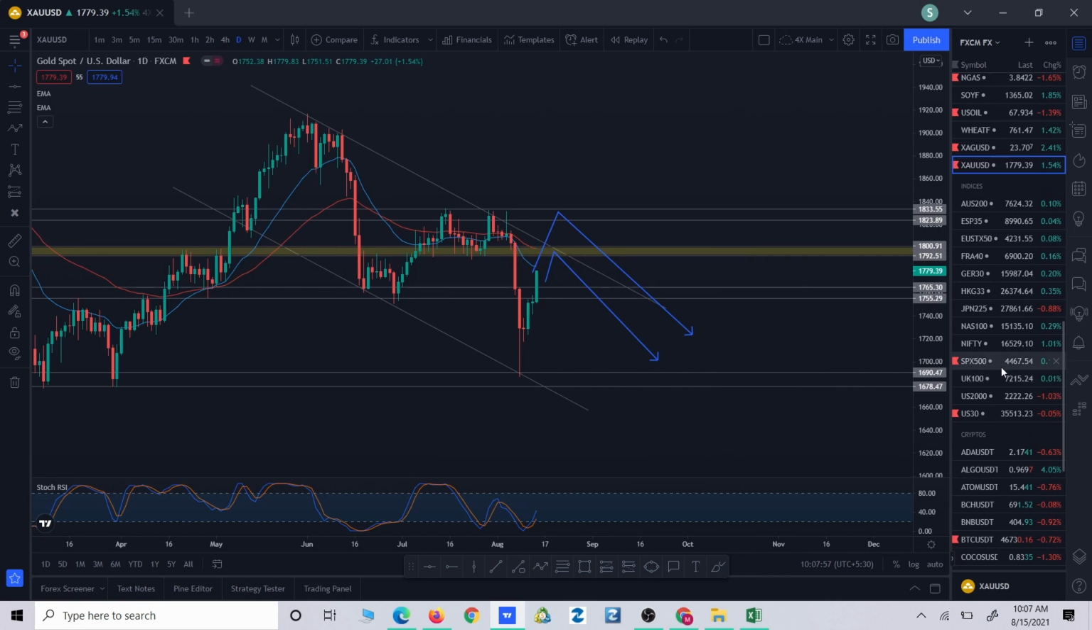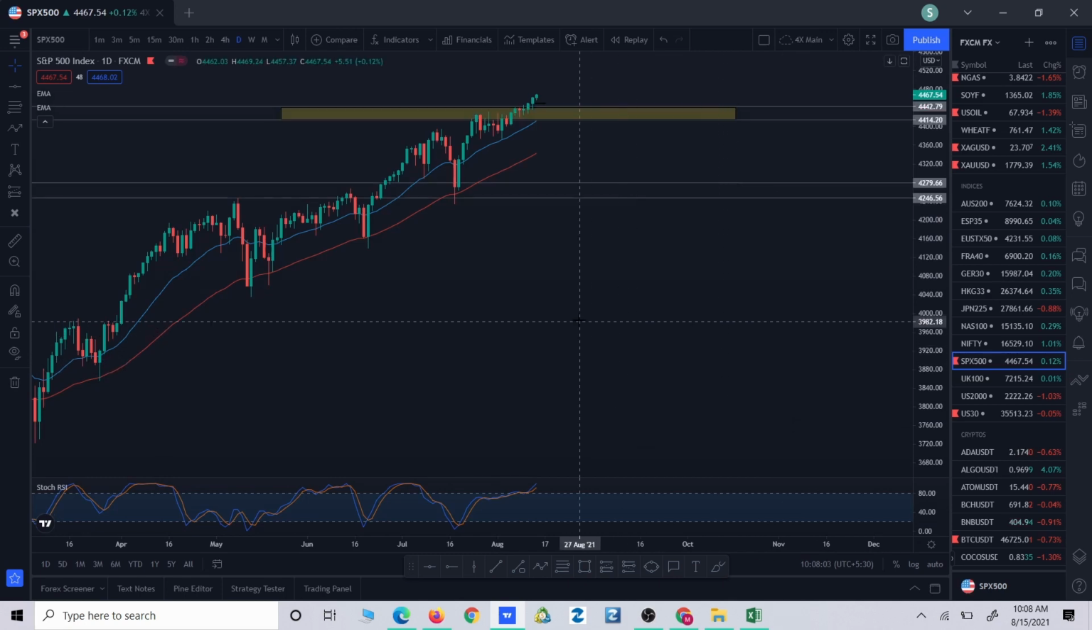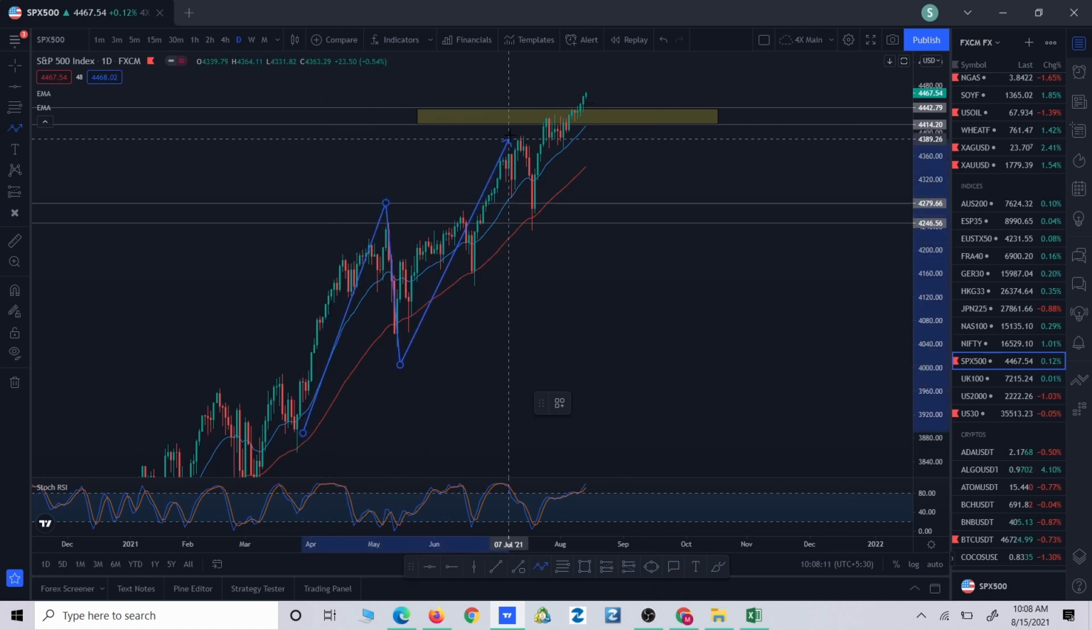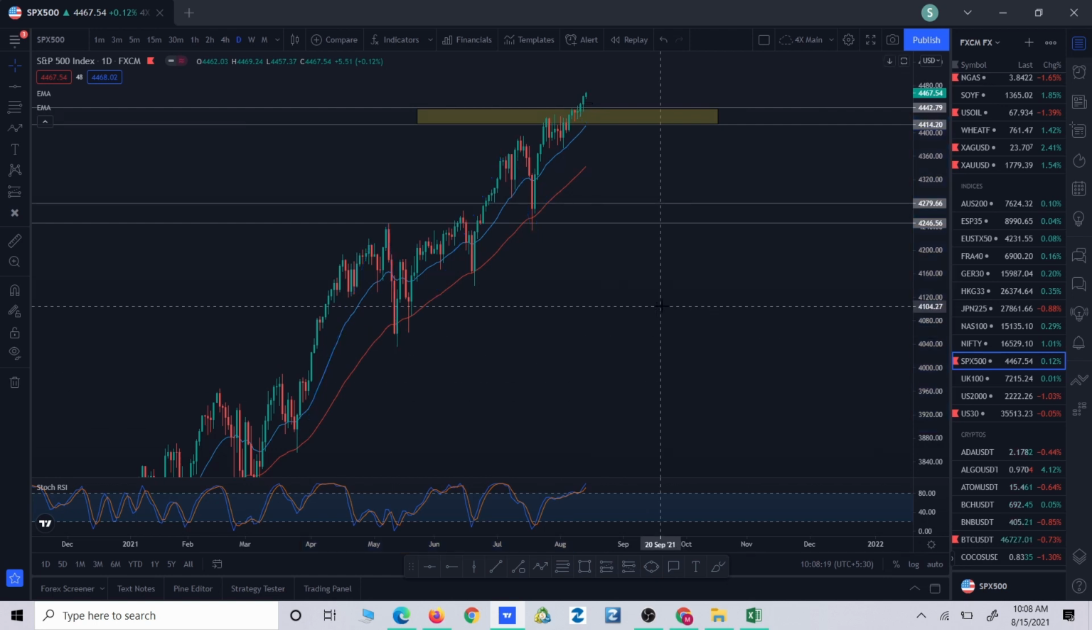So next we are going to talk about indices. First of all, we are going to talk about S&P 500. So S&P 500, as we can see, the price is consistently making higher highs and higher lows. Starting from here, we have the high, low, and higher high, higher low, and now the price broke and closed above the previous high. So price is in an uptrend.